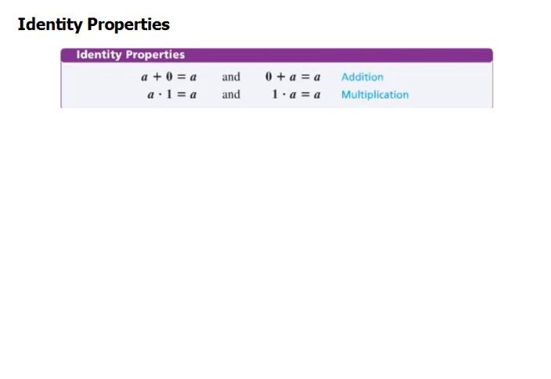is you're working with. For right now, we're going to talk about the identity for addition and the identity for multiplication. Now, for addition, look what we have. They say the identity is a plus 0 equals a, and 0 plus a equals a. Well, let's talk about what an identity means.